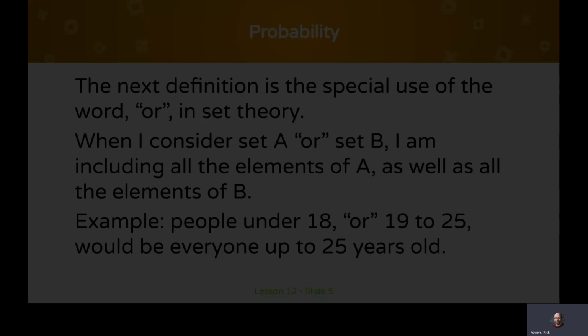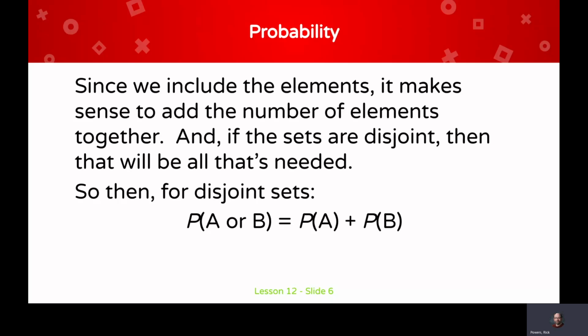Since we include the elements, it makes sense to add the number of elements together. And if the sets are disjoint, then that will be all that's needed. So then for disjoint sets, probability of A or B equals the probability of A plus the probability of B.